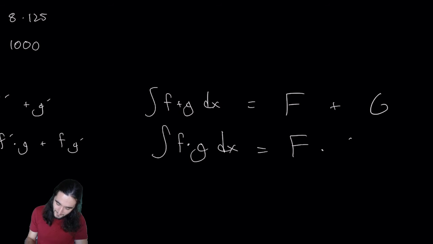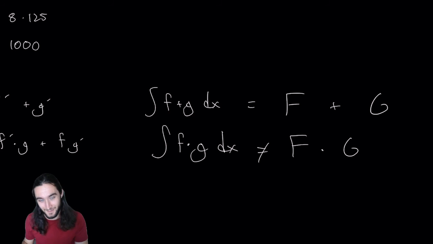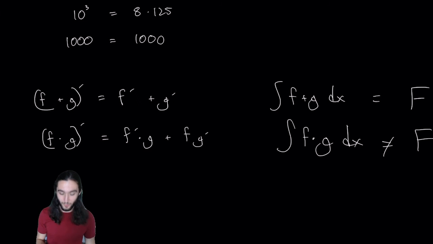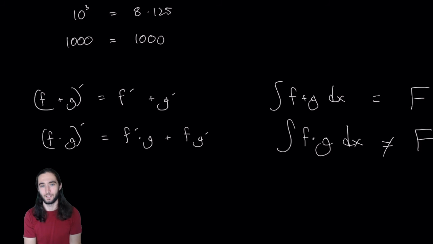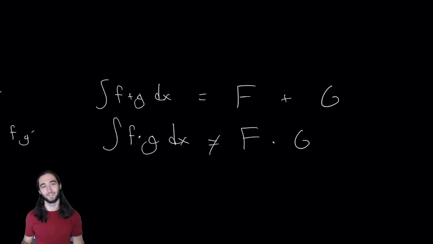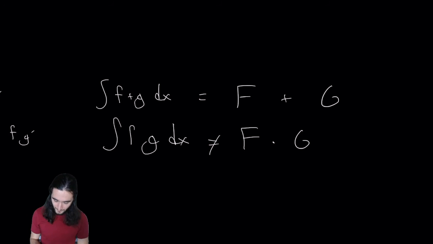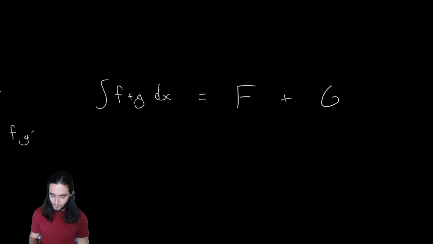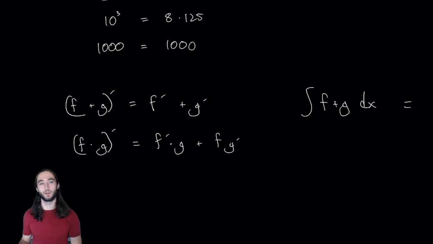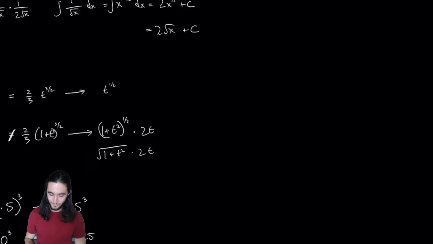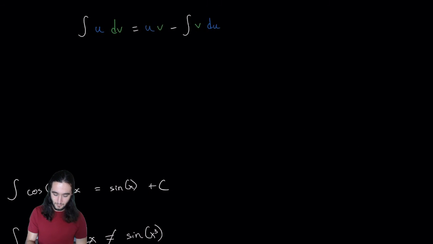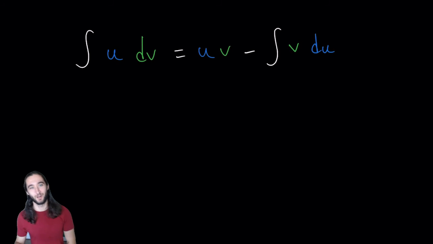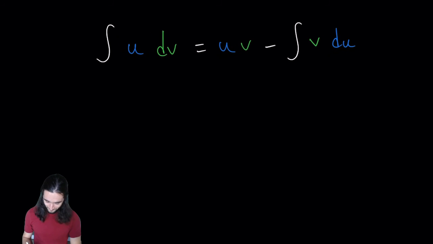Unfortunately, as you might guess, it's not like that either, right? The derivative does not distribute over a product, over a multiplication, and neither does its opposite, neither does the integral. In order to do the derivative of a product, you have to use the product rule. And in order to do the integral of a product, there is another rule that you have to apply. You can't just do the integral of each piece. You have to use integration by parts, right? I know you've been learning a lot about that.